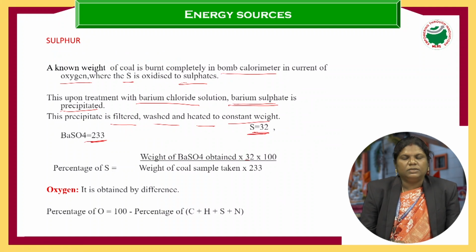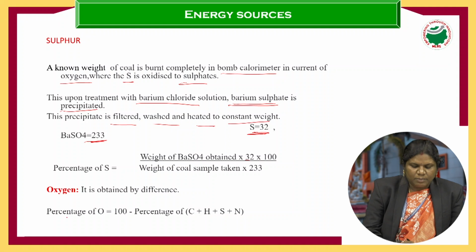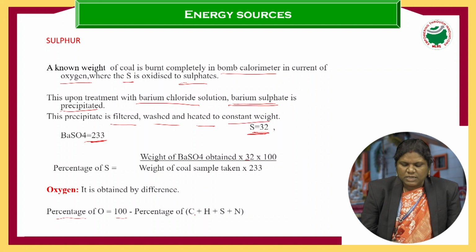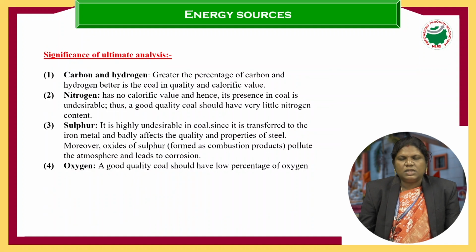And next, oxygen. Oxygen is calculated as: percentage of oxygen equals 100 minus the percentages of carbon, hydrogen, sulfur and nitrogen. If we subtract the percentages of carbon, hydrogen, sulfur and nitrogen from 100, we will get the percentage of oxygen. This is how we will calculate the elements present in the coal, like carbon, hydrogen, nitrogen and sulfur.